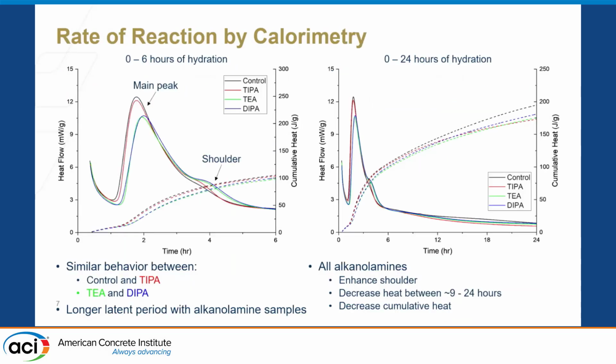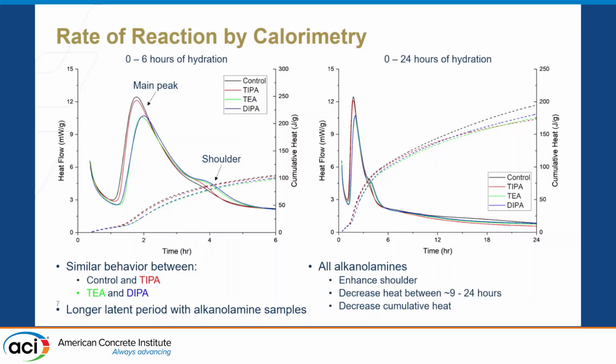So to get right into the data, here are the results from the calorimetry. If you remember the curve of Portland cement earlier, I have two graphs here showing the same data, one zoomed in on the first 6 hours, and the other the 0 to 24 hours of hydration. We see our control sample in black, and then the TIPA, DIPA in red, green, and blue respectively.